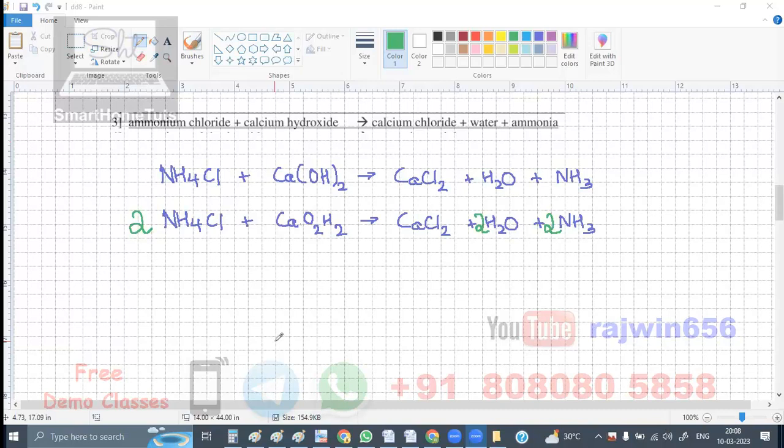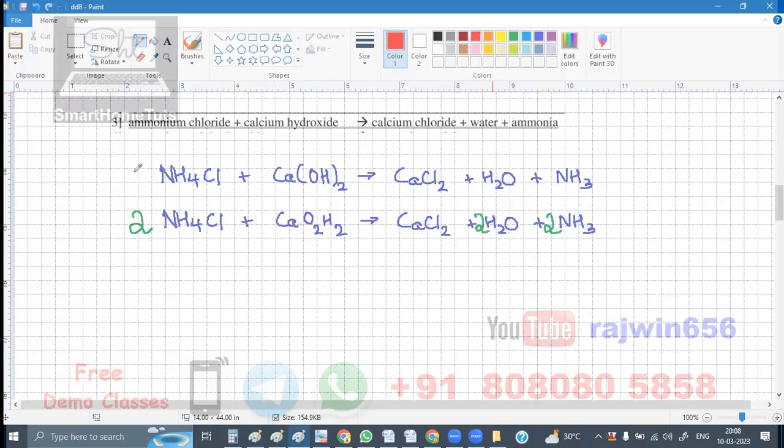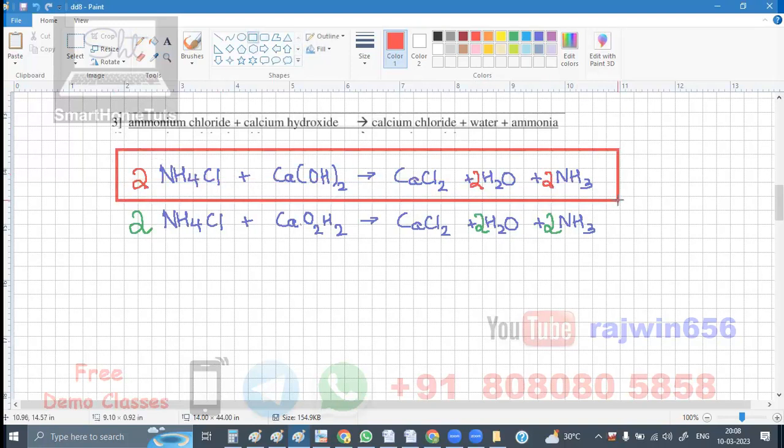Okay. But final answer, I'm going to write in the upper form of equation. That is 2. This is 2. And this is 2. So final answer in the form of equation that I'm going to write, that I have marked here in the red box. This is the correct representation of the equation. You are not going to write this equation. This I have just done for the sake of convenience of counting of number of atoms.